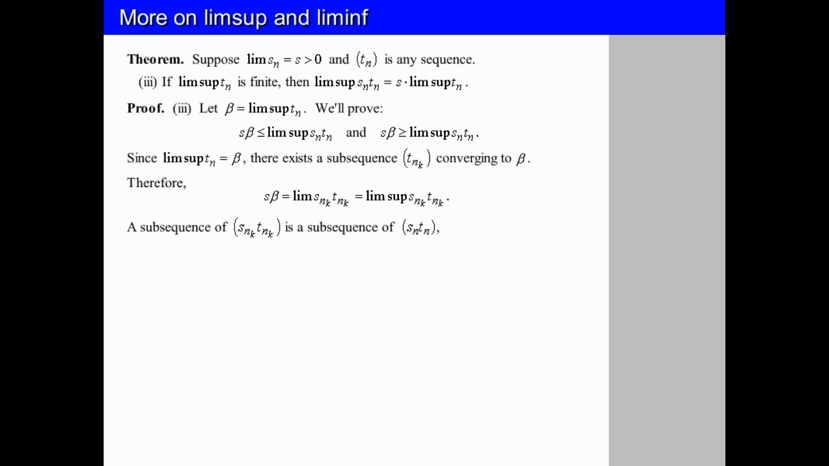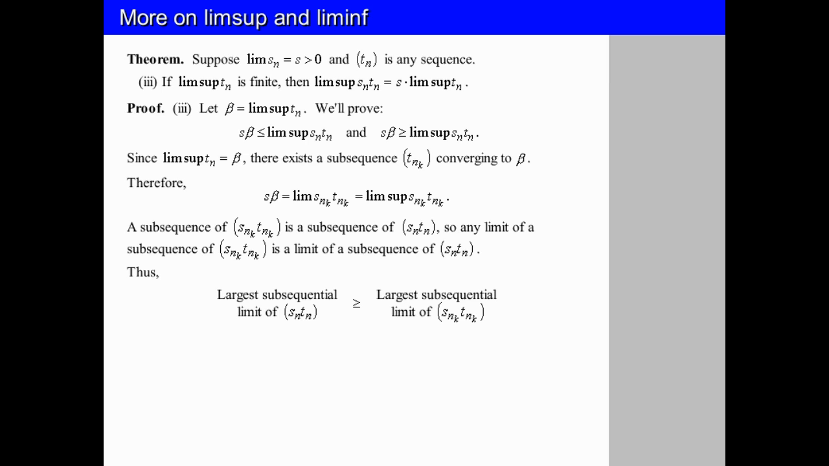Now notice that a subsequence of Snk Tnk is still a subsequence of Sn Tn. So any limit of a subsequence of Snk Tnk is automatically a limit of a subsequence of Sn Tn. Thus, the largest subsequential limit of Sn Tn must be at least as big as the largest subsequential limit of Snk Tnk. In short, lim sup of Snk times Tnk is less than or equal to lim sup of Sn times Tn. Now, putting our two equations together, we obtain S times beta is less than or equal to lim sup of Sn Tn, as desired.